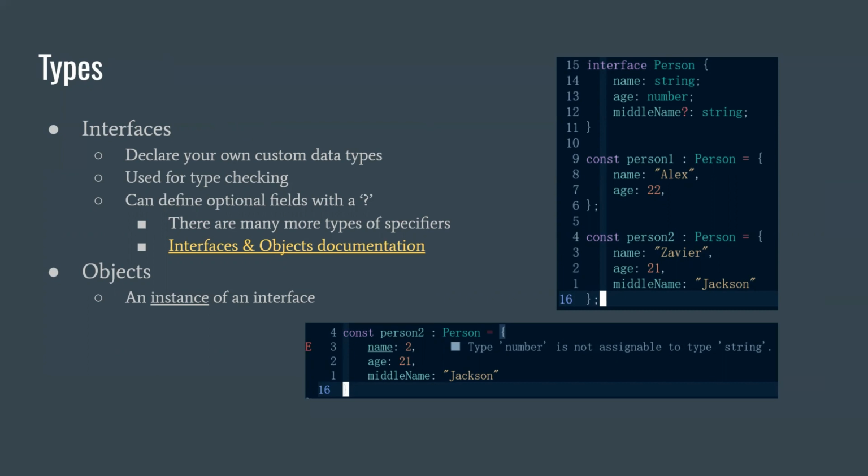And you might notice this question mark on the middle name right here. That's just signifying that that property is optional. So as you can see later on in this example, we have person 1, and that's defining its name as Alex and the age is 22, but no middle name. Totally fine, all good. And then for person 2, we're saying the name is Xavier, the age is 21, and the middle name is Jackson. Also perfectly good. So that question mark is just saying that's an optional field.